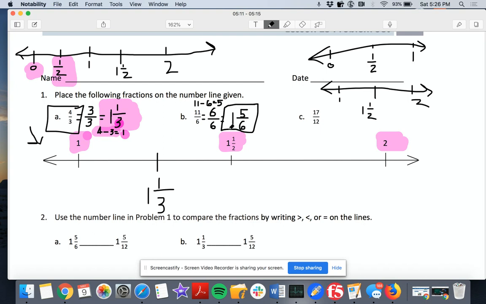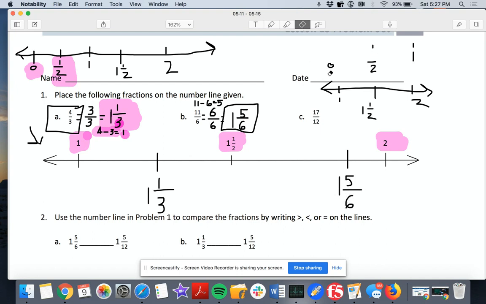Well, to plot this, I know that 5/6 is super close to 6/6, and 6/6 is equal to 1. And that would leave me with 1 plus 1 is equal to 2. So in that case, I know that this 1 and 5/6 is pretty close to this 2. So I'm going to go ahead and place it close to this 2.